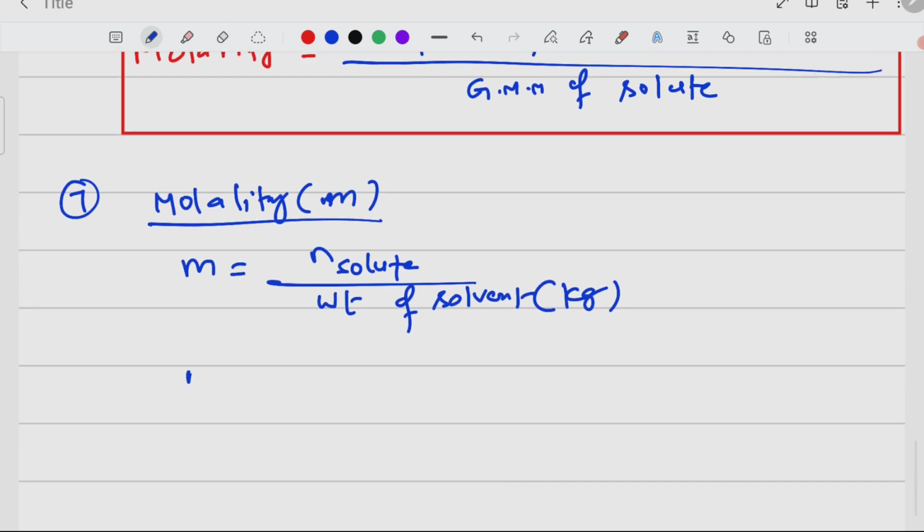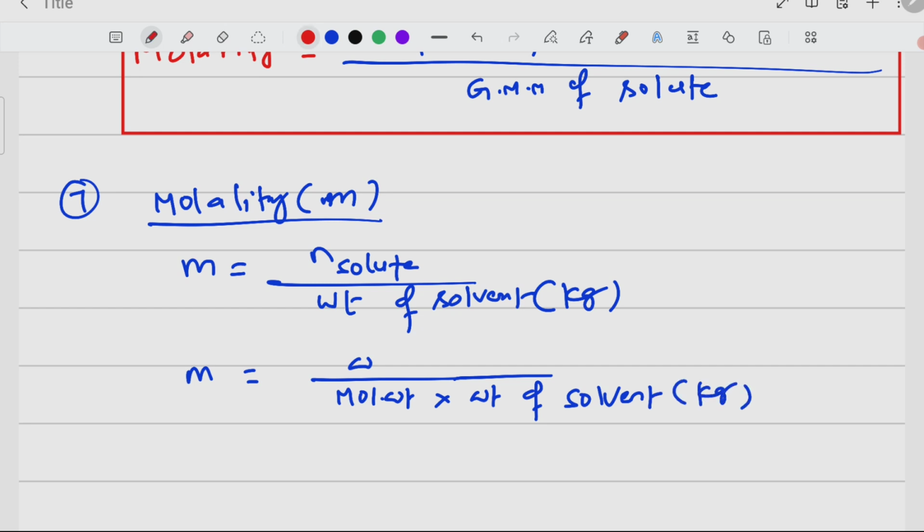Further, if you modify molality, I am writing here weight by molecular weight into weight of solvent in kg. This is the part where students make the most mistakes. I am highlighting it. They write solution, but remember it is solvent. Here also, it is solvent. Coming to units.